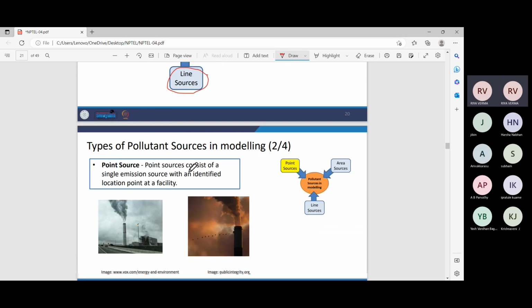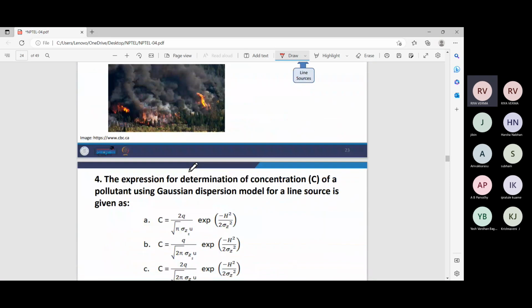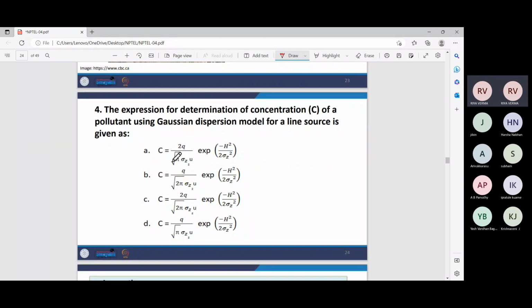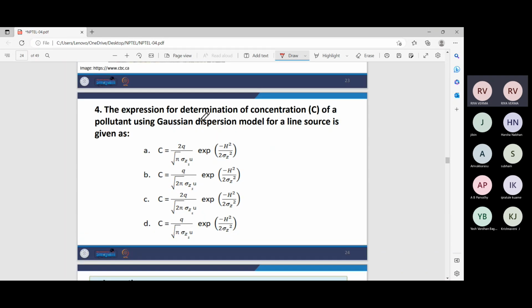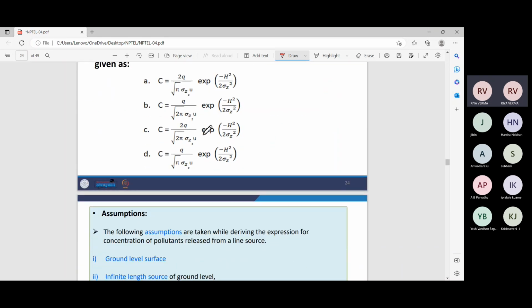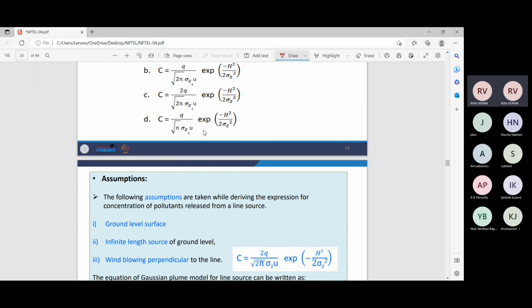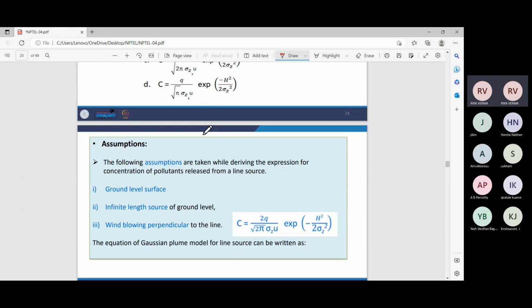Now, coming towards the next question. The expression for determination of a concentration C of a pollutant using Gaussian dispersion model for a line source is given as. I think the derivation for this equation is given to you in the class. So I'll just be quickly taking the assumptions for the line source and then the equation.